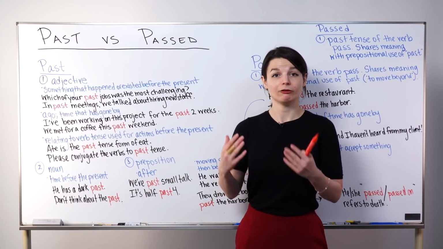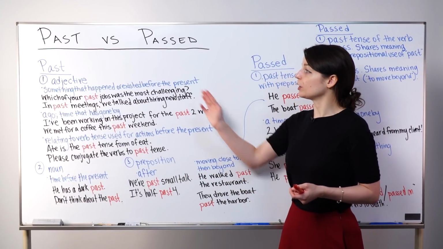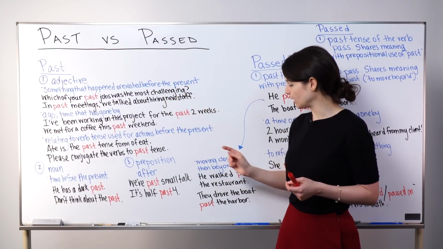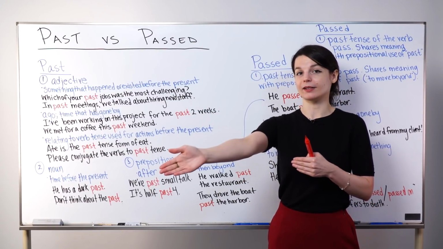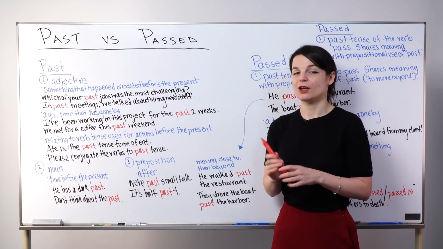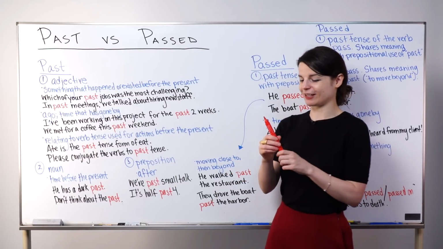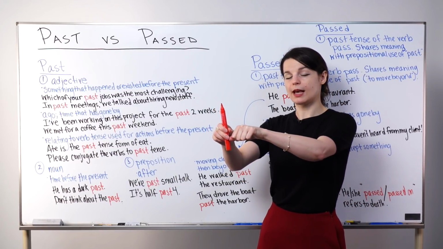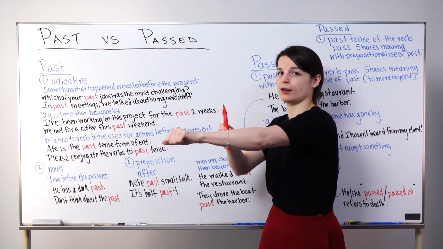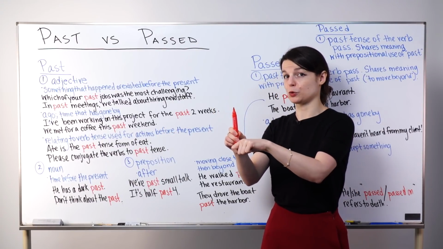Finally then is this prepositional use. So we use past to mean moving close to and then beyond. So a great example is a car and, for example, a house. The car moves close to the house and then the car moves beyond the house. This is a very common example of how this is used.